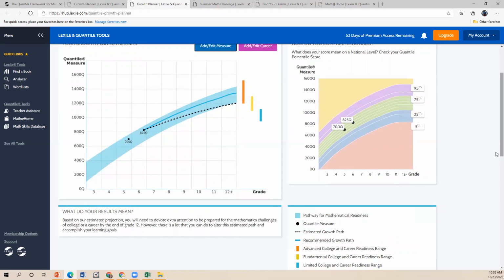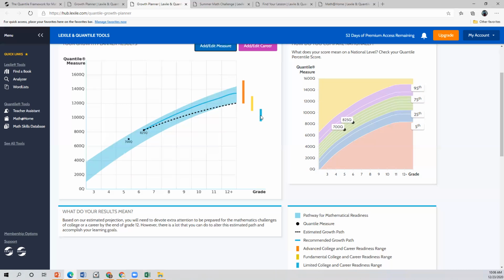If your student's assessment begins to rest far below the blue band, you would want to look for other assessment tools outside the scope of a testing assessment in order to obtain other insights into your student's math skills. Here you see James's estimated growth path. That is the black dotted line. Here we have the recommended growth path, where you would want your student to fall for advanced college and career readiness, fundamental college and career readiness, and limited college and career readiness.